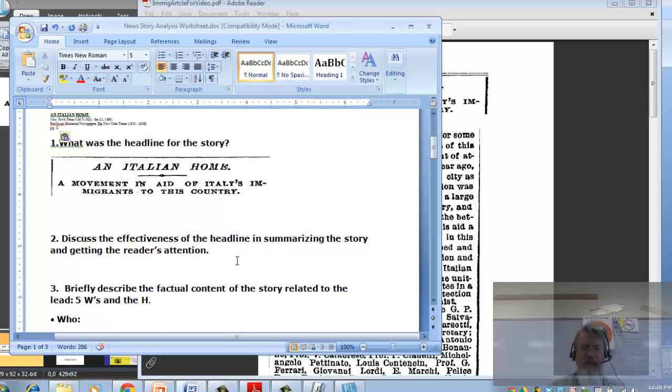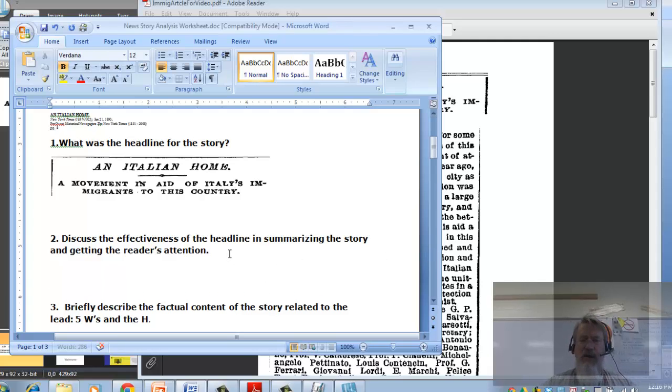Then the second question is, discuss the effectiveness of the headline in summarizing the story and getting the reader's attention. And based on having read that, I would say it does. Excuse me for not looking at you, I have to look when I type.